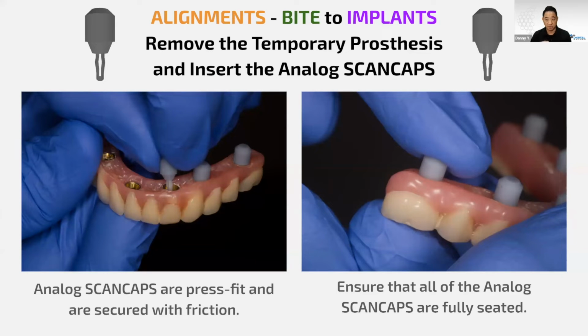Now, these scan caps are friction fit, and they're really nice because they're very easy to get into your prosthesis. It takes just a matter of seconds to push them all in, and then it's very easy to scan without worrying about these things falling out. You don't have to screw them in. You don't have to use a tool to get them in. They just press fit right in there. And then what you're going to do is push them all in and ensure that all the analog scan caps are fully seated.